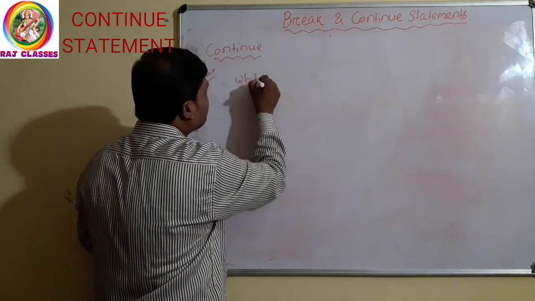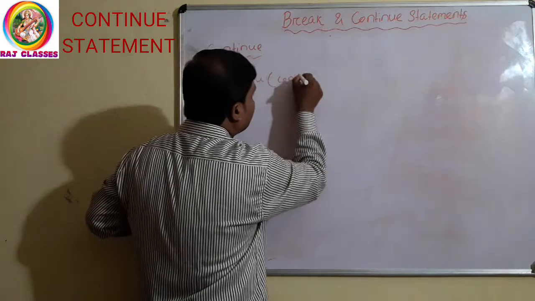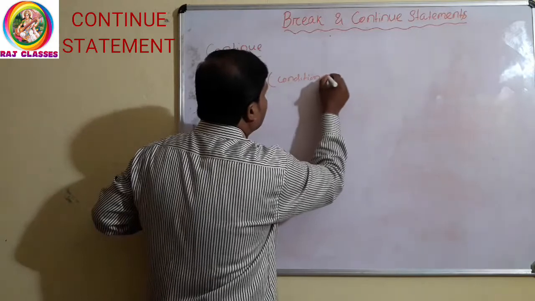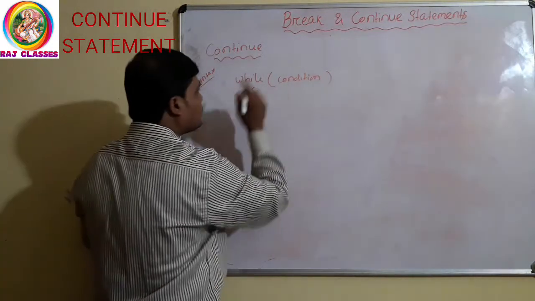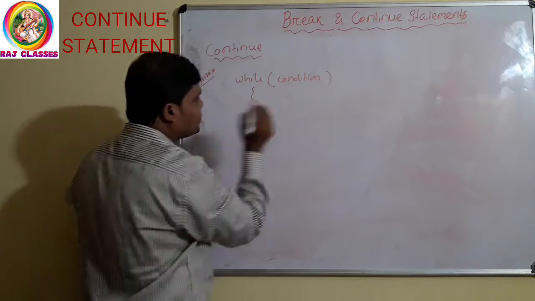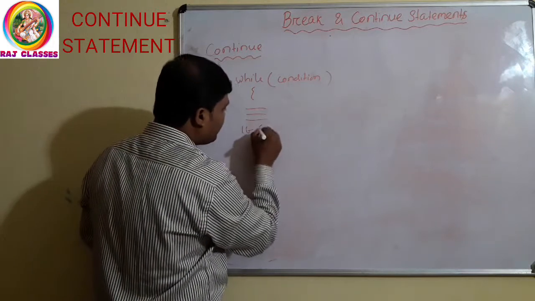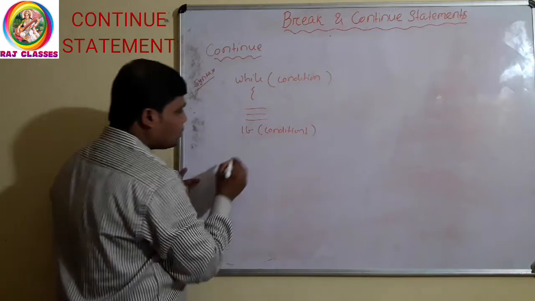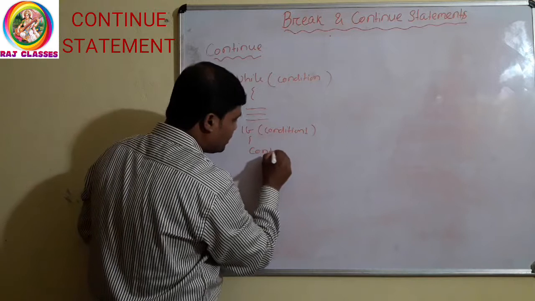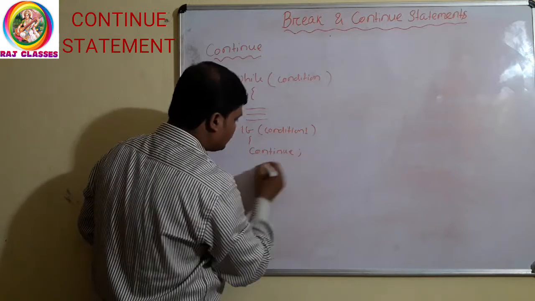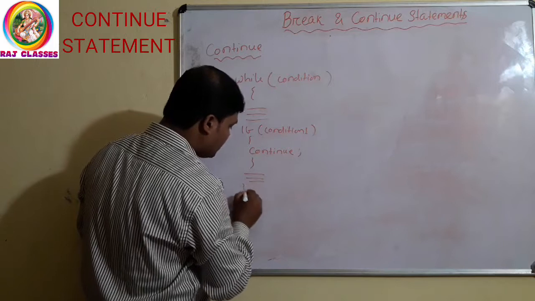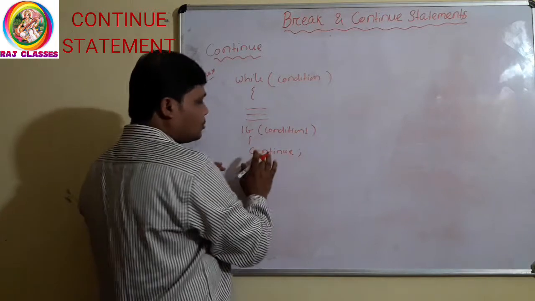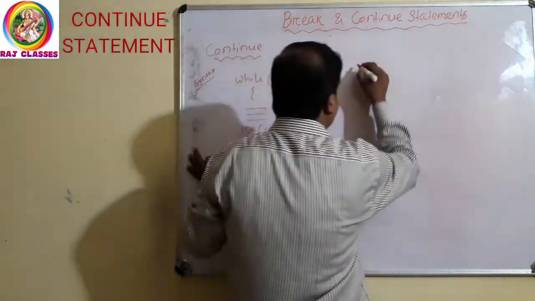While, condition, test expression or condition. Then some statements are there. Then if condition, suppose 1, then here the continue statement is there. Then some statements are there. Then this is the end of while. Clear? This is one syntax of using continue in a while loop.